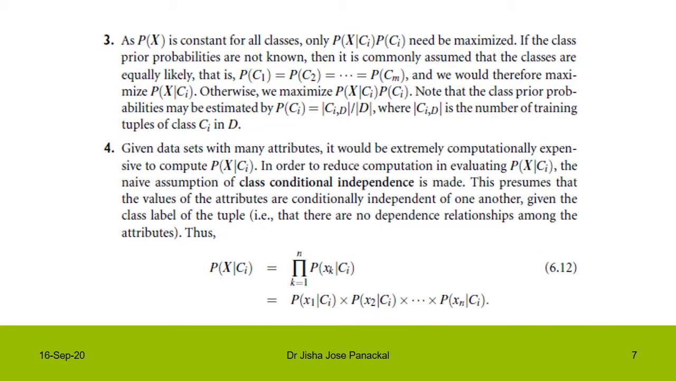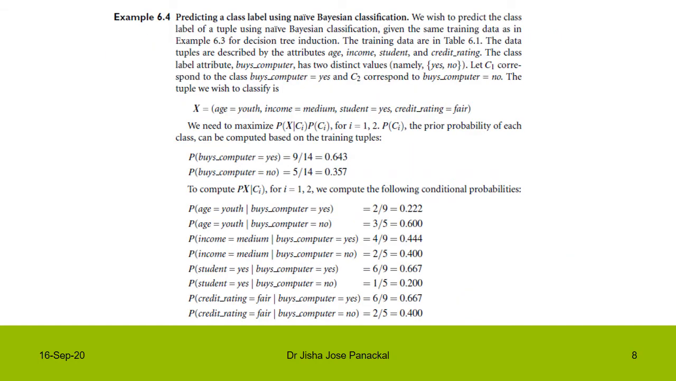Next, we have to calculate the probability of x conditioned on Ci, and we will see this by an example. The same example we are considering here. Here x is a tuple with age equal to youth, income equal to medium, student equal to yes, and credit rating equal to fair. We want to classify this particular tuple, and we have to decide whether it belongs to the buys_computer yes class or whether it belongs to the buys_computer no class.